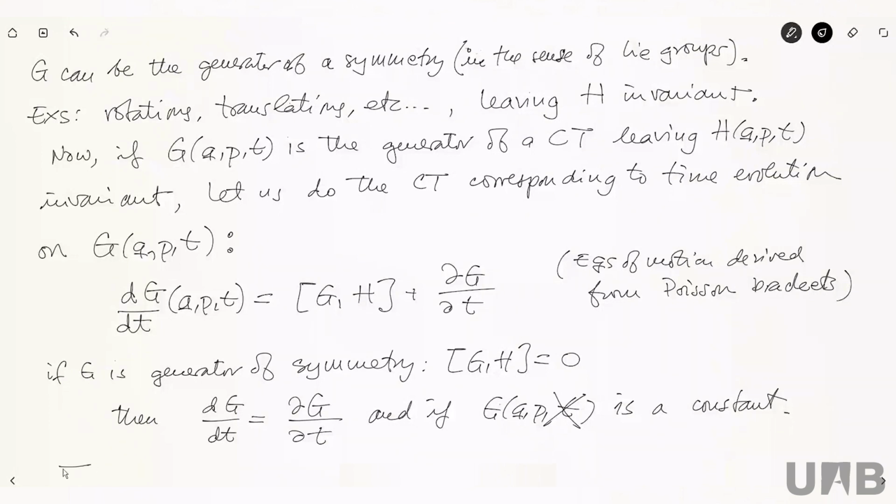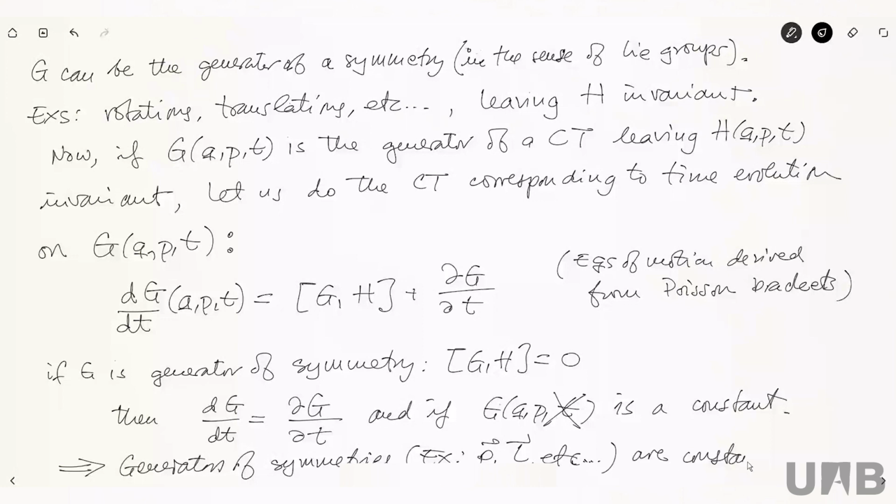So in other words, conclusion: generators of symmetries, for example P, linear momentum, angular momentum, etc., are constants if they leave the Hamiltonian invariant, right? So let me just, I need to write this fully, so I'm going to write it in the next slide.